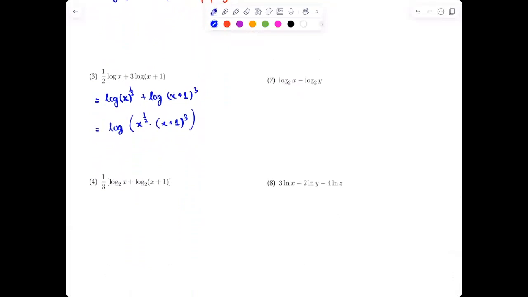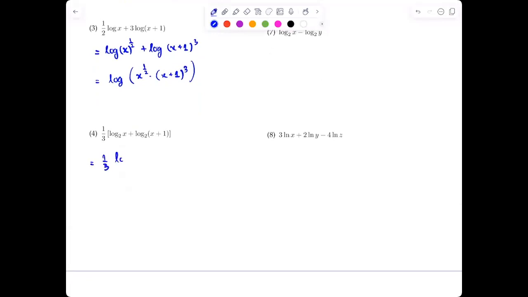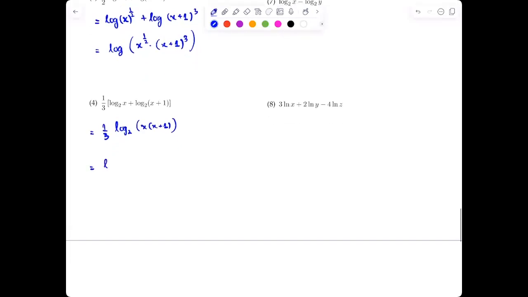Now, number four, there are two approaches to this problem. One approach is that you can distribute the 1/3 into the two terms inside the brackets, and then you change the constant to a power. That's one way to do it. Another way is to first combine the two terms inside the brackets: log base 2 of x plus log base 2 of x plus 1. You turn that into a product. Here you have 1/3 times log base 2 of x times x plus 1. And then instead of the coefficient, you turn the 1/3 into the power. You have log base 2 of x times x plus 1 to the 1/3, like that.